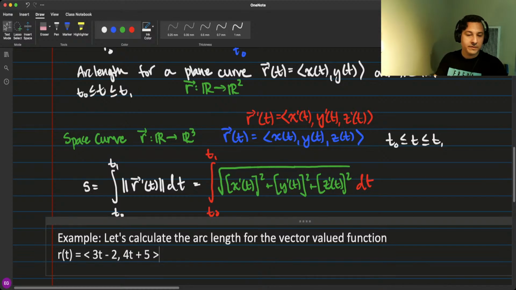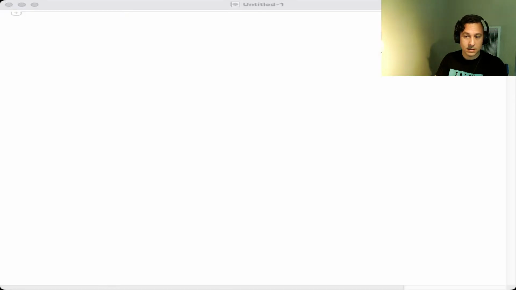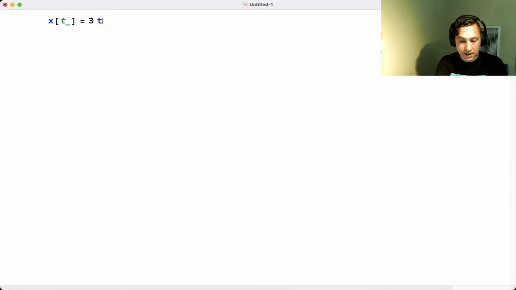Okay, so let's use Wolfram to graph this thing. Oops. I can't click on stuff. There we go. Okay, that's a little better. So my x of t is going to be equal to 3t minus 2. My y of t is going to be equal to 4t plus 5.